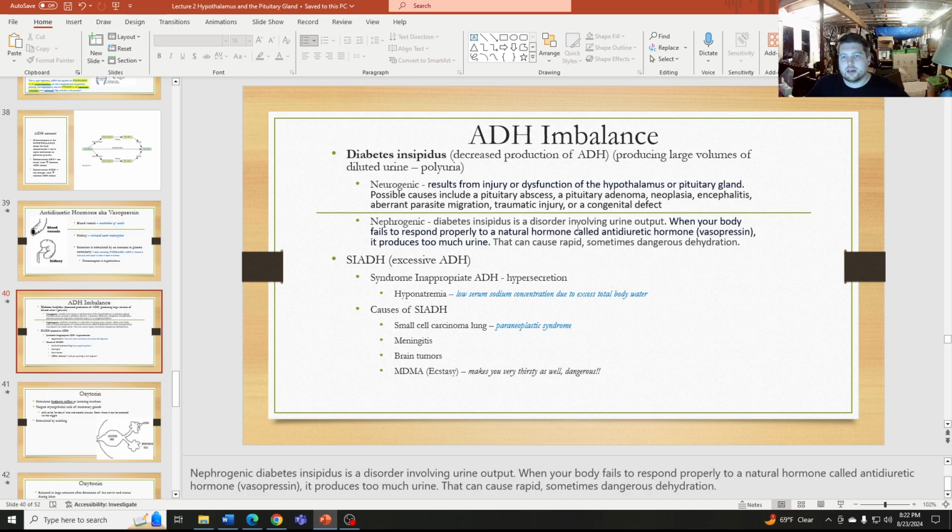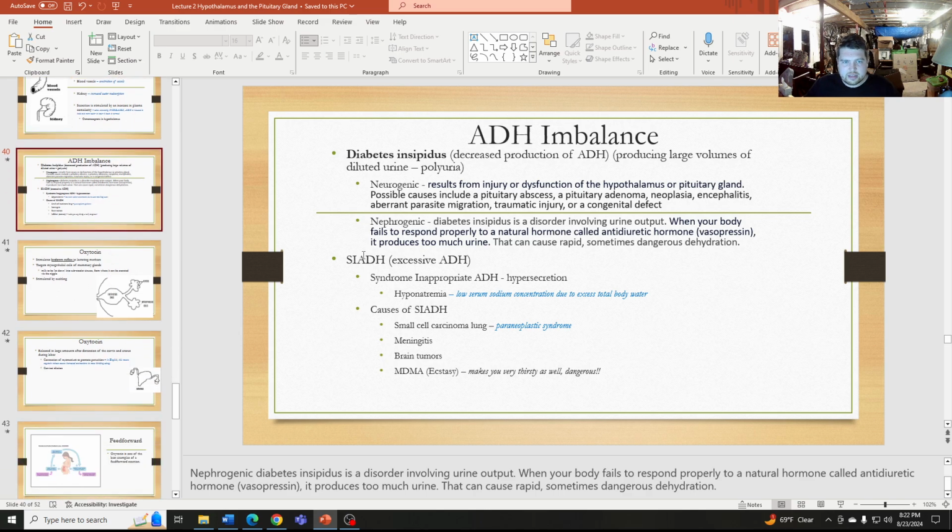Nephrogenic, it's a disorder involving urine output. Essentially, your body doesn't respond properly to the vasopressin. So this is often because the kidneys themselves are injured or damaged, and those receptors are no longer there to be able to do their job.